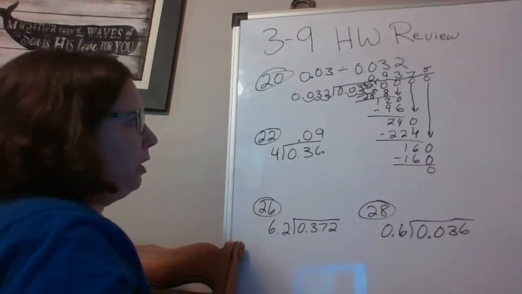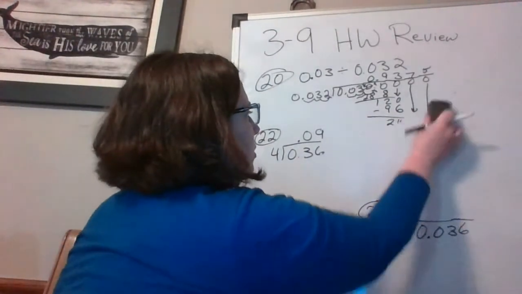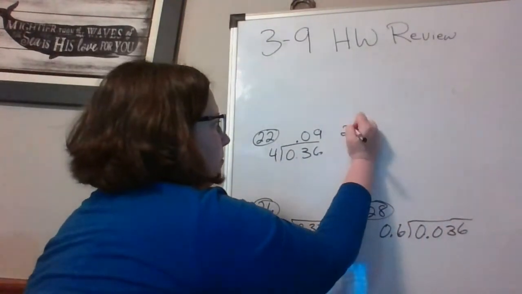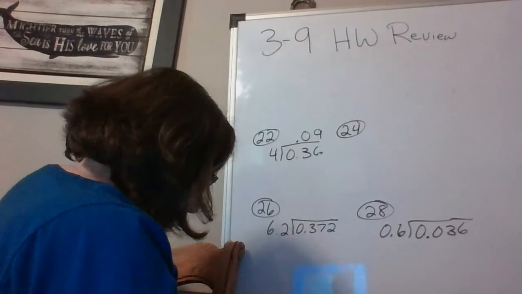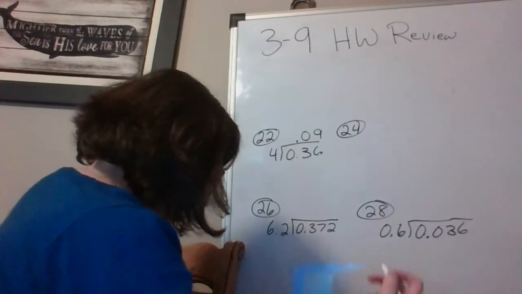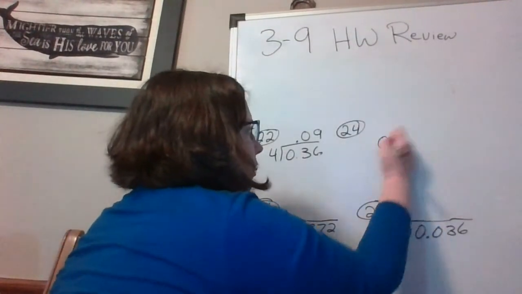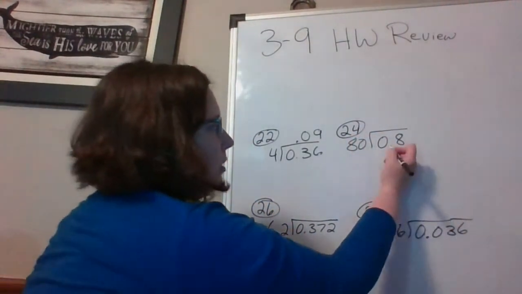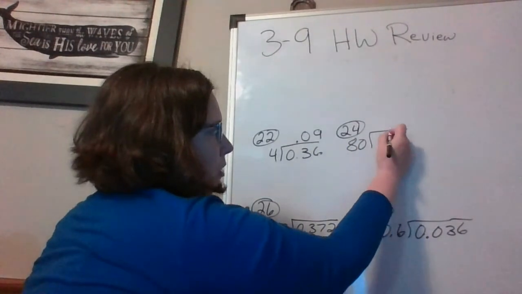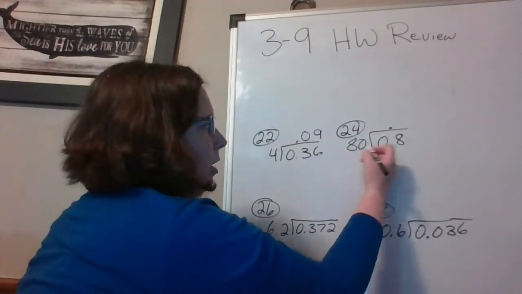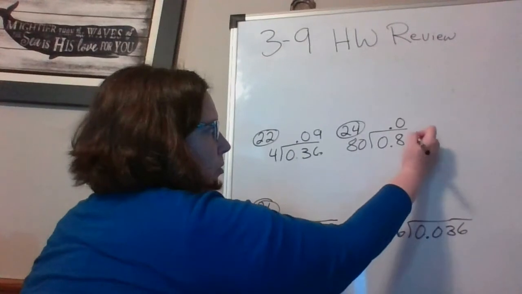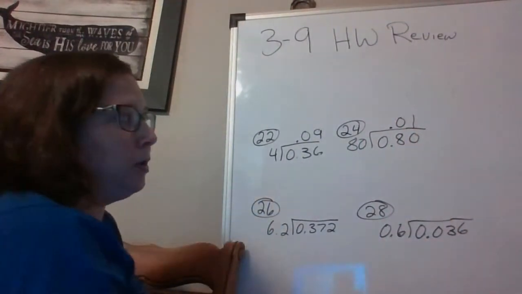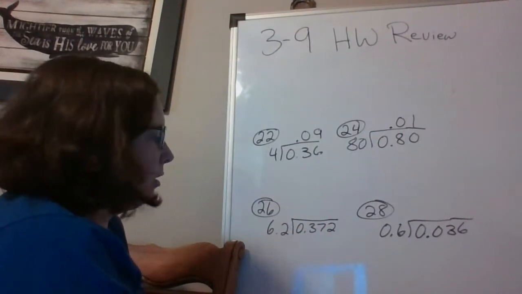Number 24, I had to erase for the sake of number 20. So let me rewrite that one. 24 is 8/10 divided by 80. Again, I have no decimal in my divisor, so I just move my decimal straight up. 80 does not go into 8, so I put a 0. And 80 goes into 80 one time, and that's our answer, 1/10.